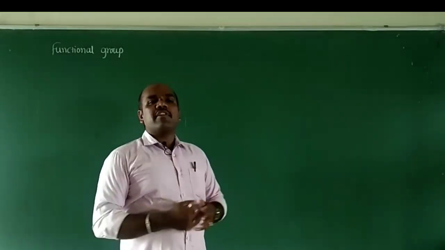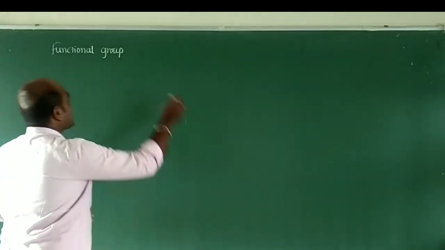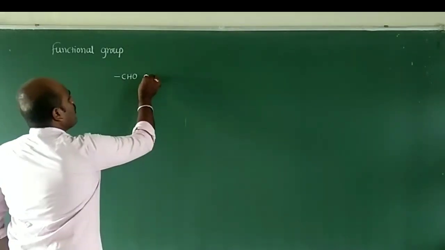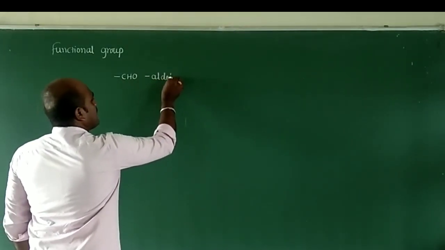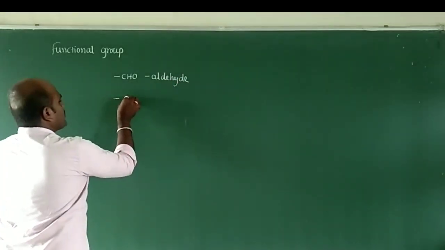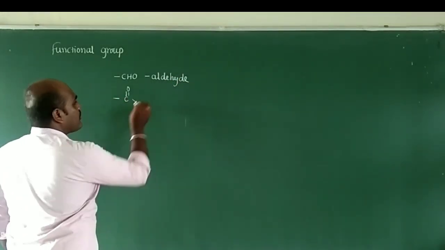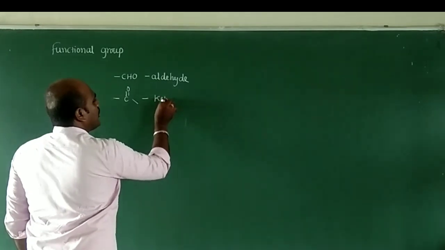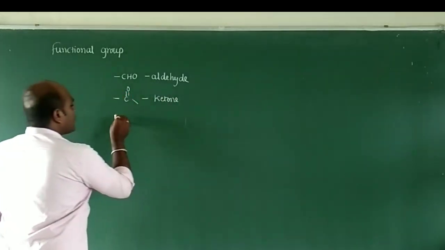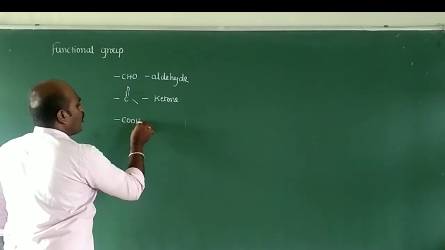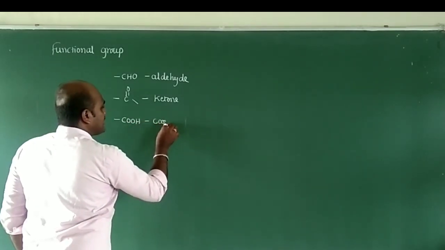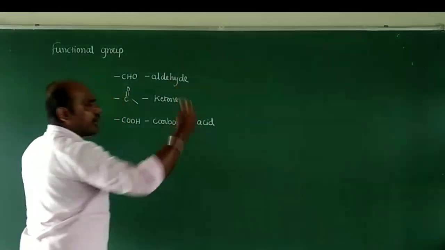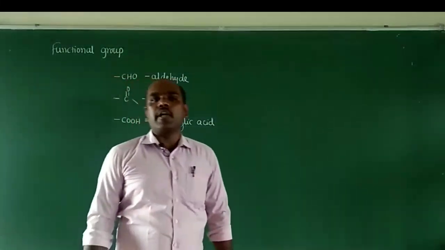So we have so many functional groups in the field of organic chemistry. So for example, CHO. If the functional group is CHO, we call that organic compound an aldehyde. Suppose you have this carbonyl group alone, with an alkyl or aryl group on either side, we will call that material a ketone. If the functional group is COOH, we call that material a carboxylic acid. So in this way, we have a greater number of functional groups in the field of organic chemistry.